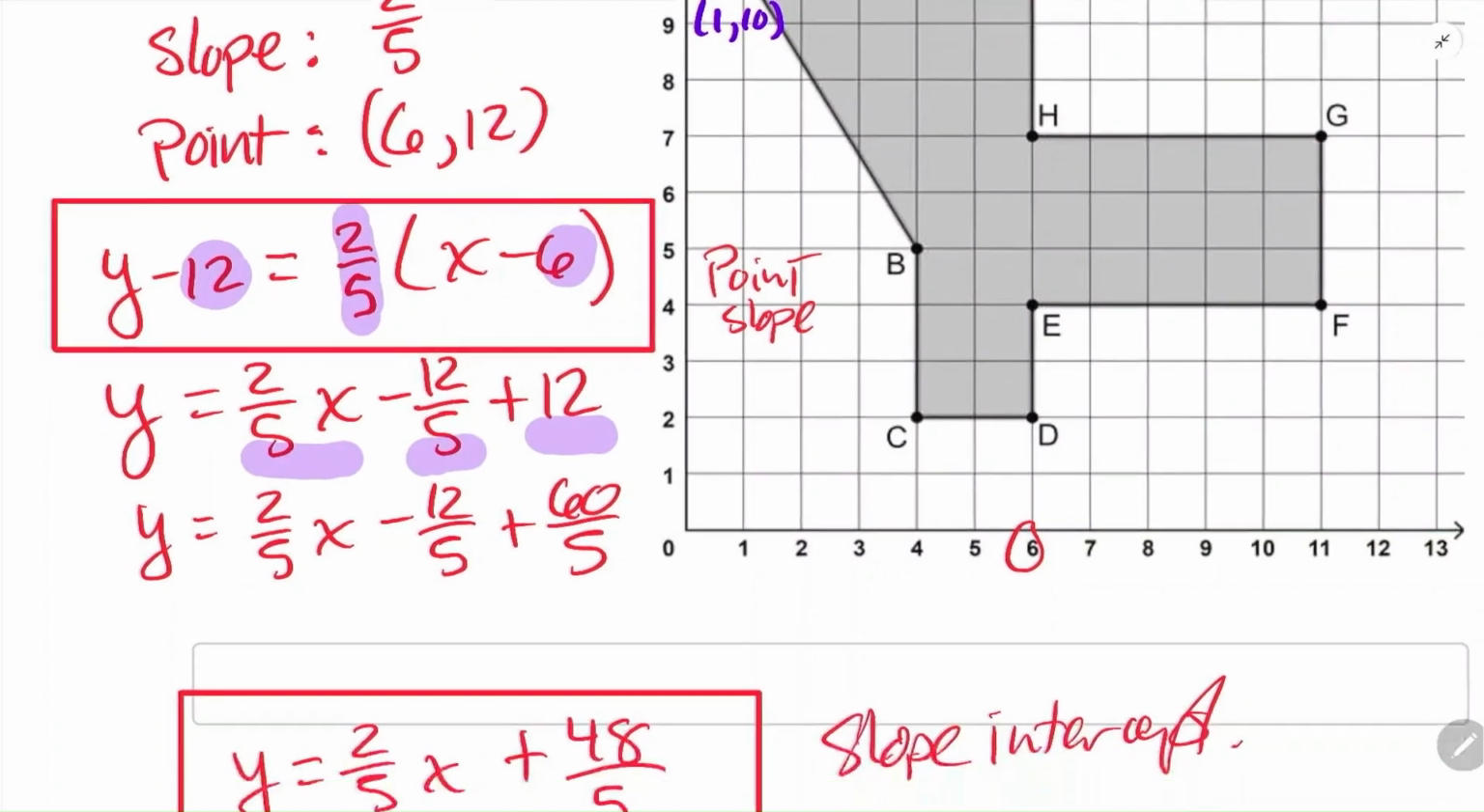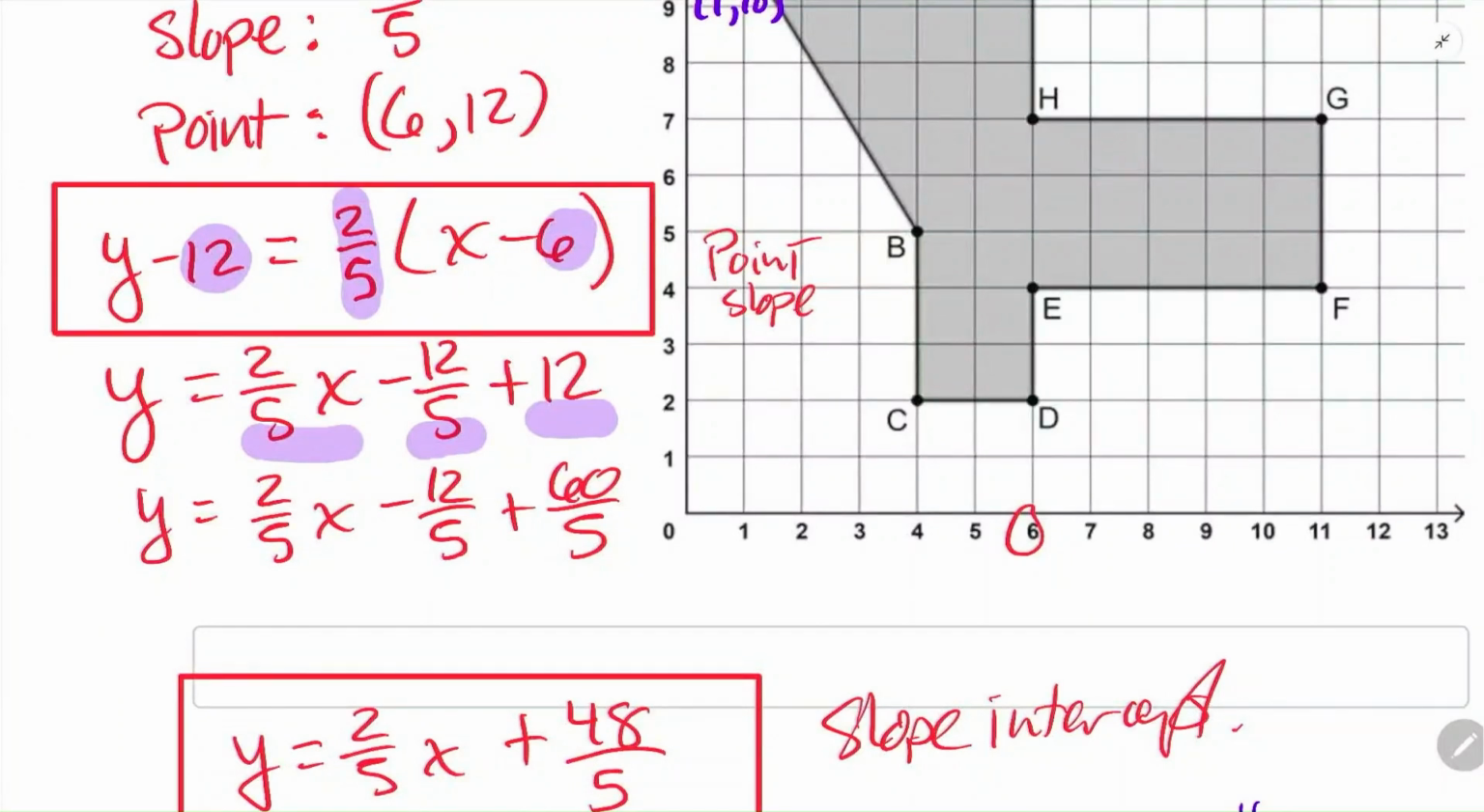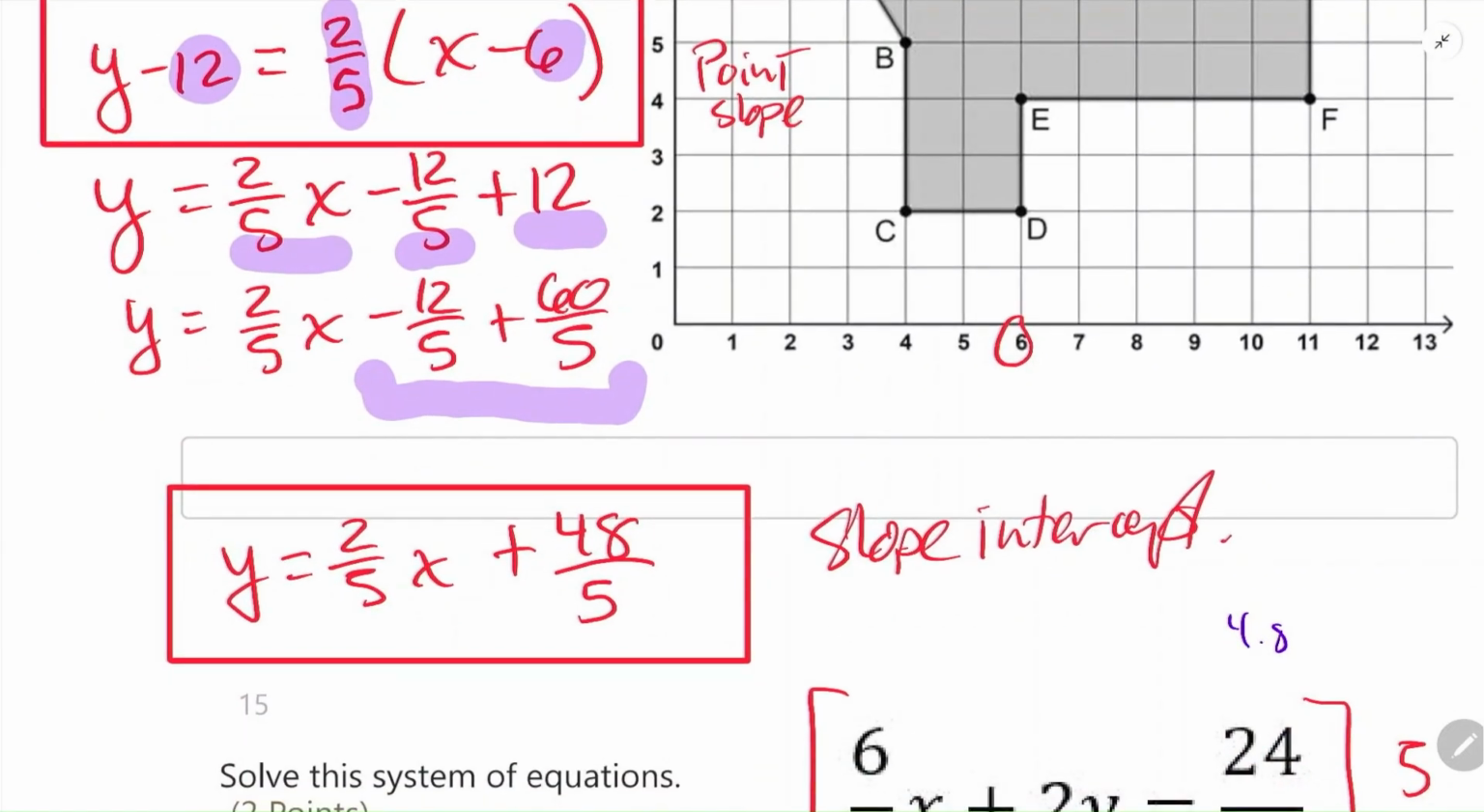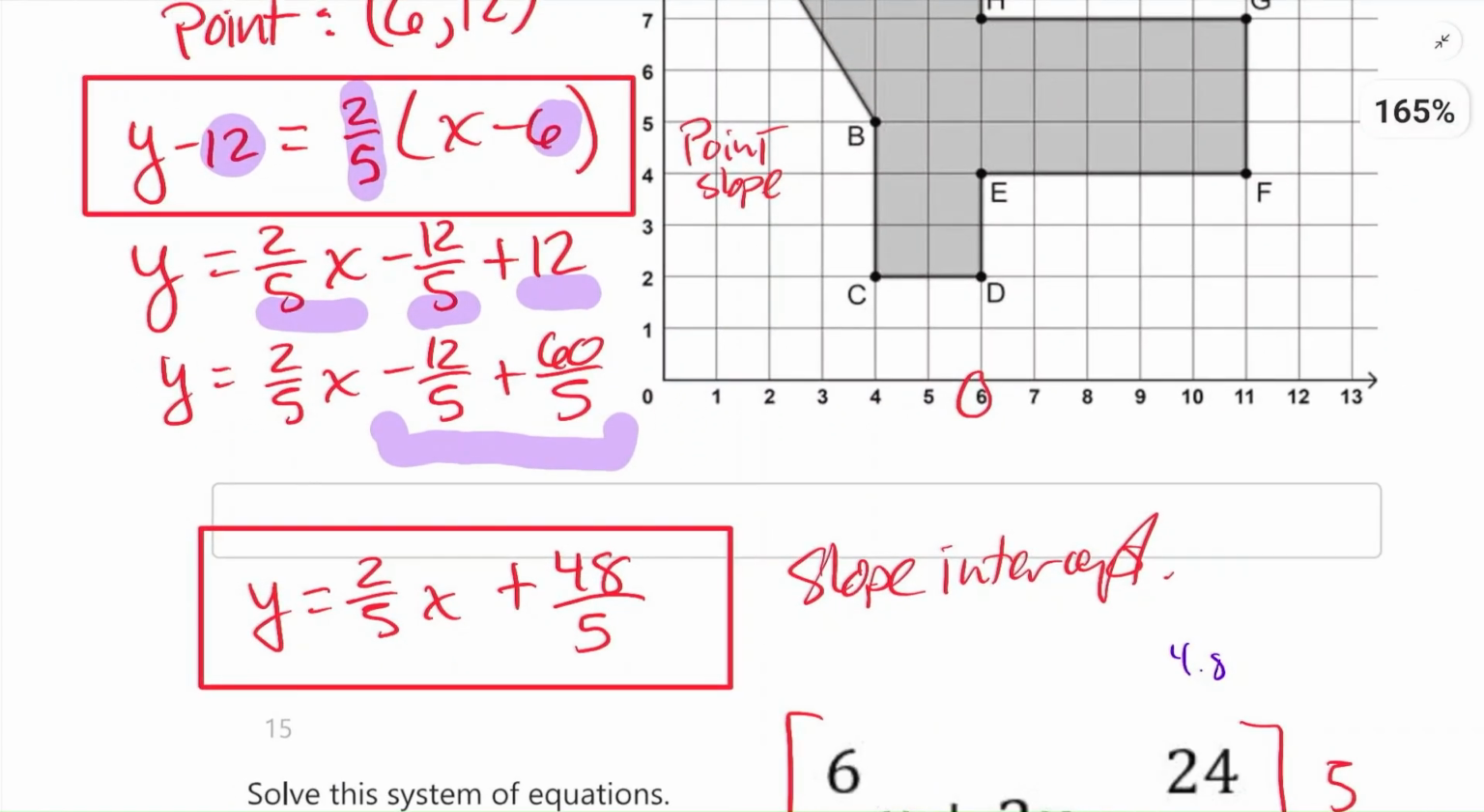And then 2/5 times -6 is -12/5. The next thing I did is I converted 12 to fifths. So 12 is 60/5. And when I combine -12/5 and +60/5, I got that the equation is y is equal to 2/5 x plus 48/5. And that is the equation in slope-intercept form.